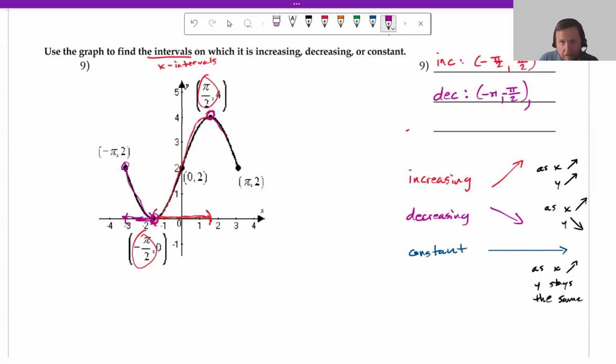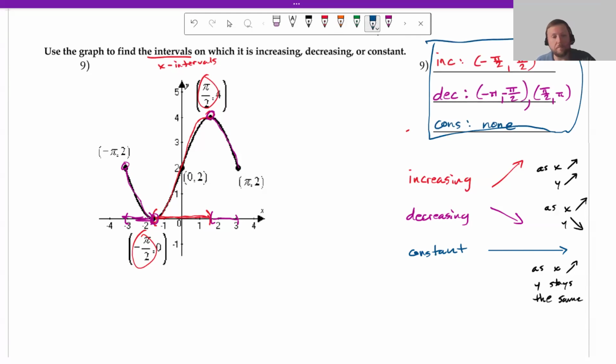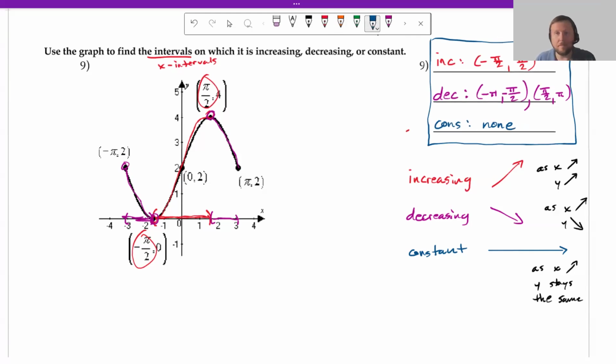And then we're also decreasing from pi over 2 to pi. Okay. Constant. There are none. So we say none. Okay, and then that's it. These are the results. There you go.